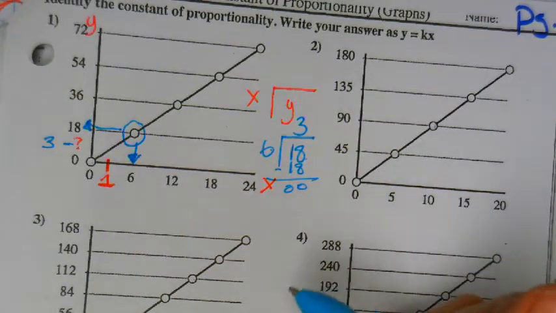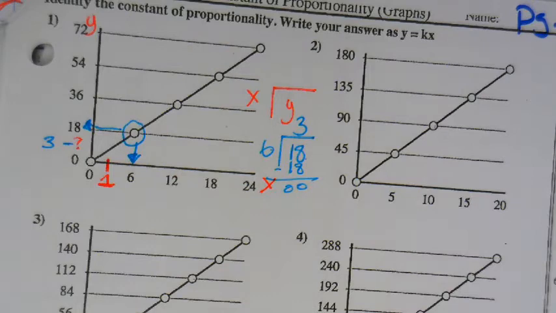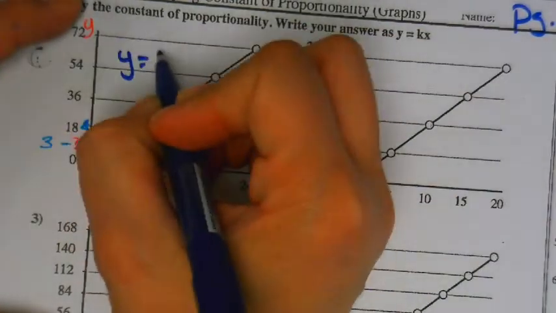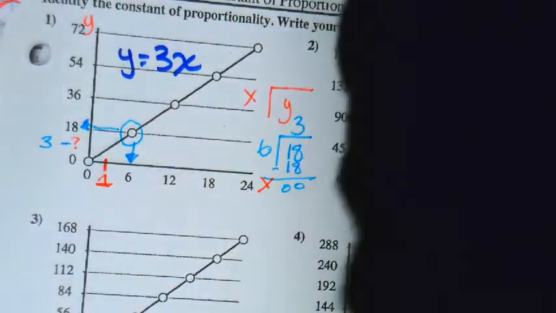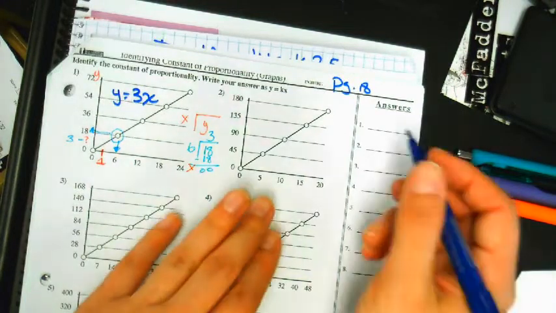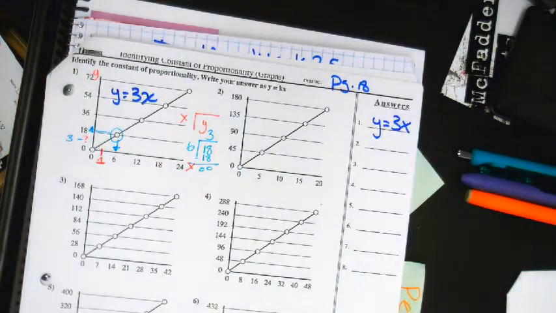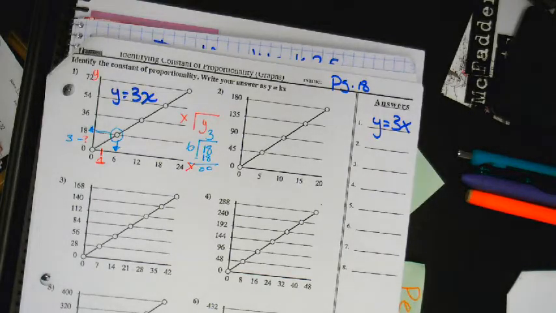Yay! What is my equation? Y equals 3 fancy X. Y equals 3 fancy X. That's the answer that they're looking for. Why does it say y equals 3x? In the top over there, it says write your answer as y equals 3x. Thank you. That's exactly what I'm going to go over right now.